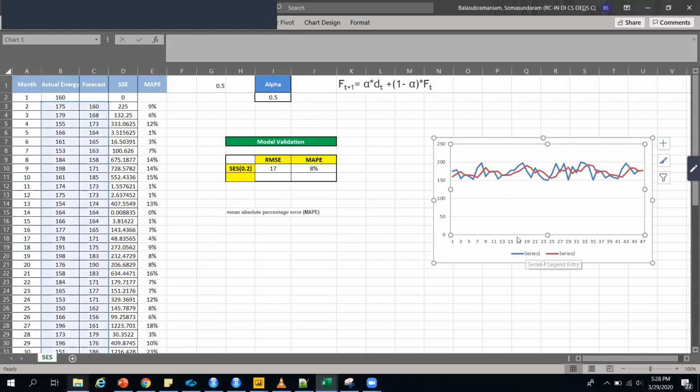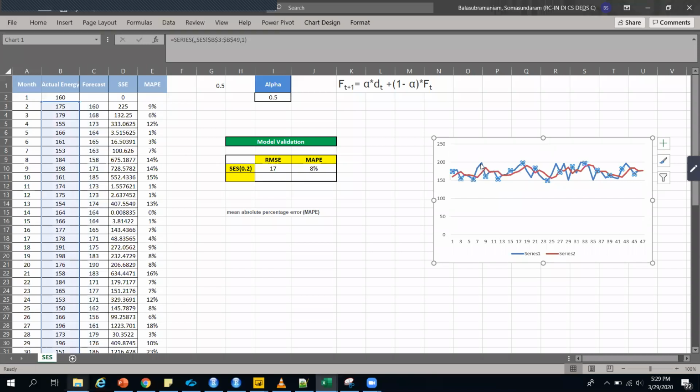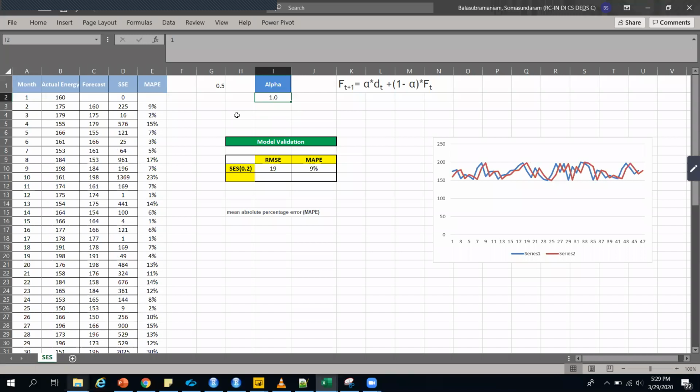Series 1 is my actual energy, the B column, and series 2 is my predicted or forecasted energy. I'm having an alpha value of 0.5 here. I told you about hyperparameters; here the hyperparameter is alpha. This alpha can be 1, or 0 doesn't work here, because 0 means it will not change anything, it is a flat forecast. So it is a value between 0 and 1.